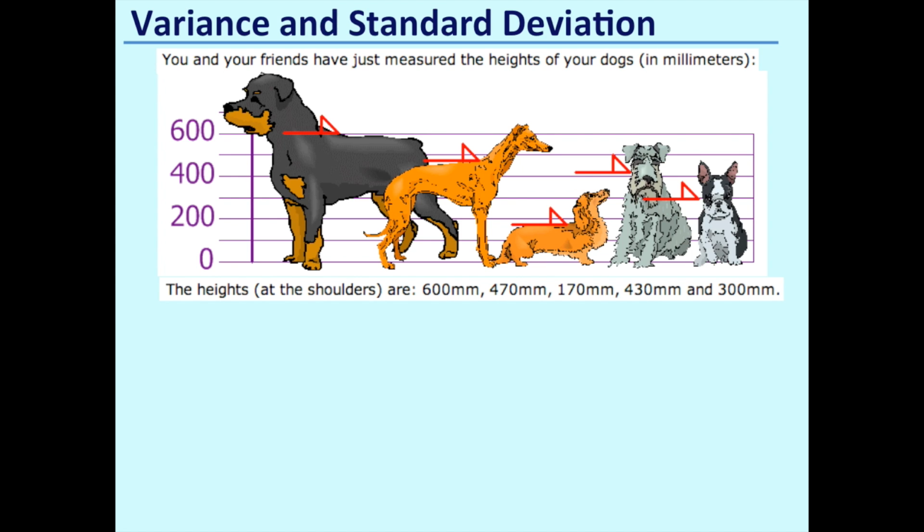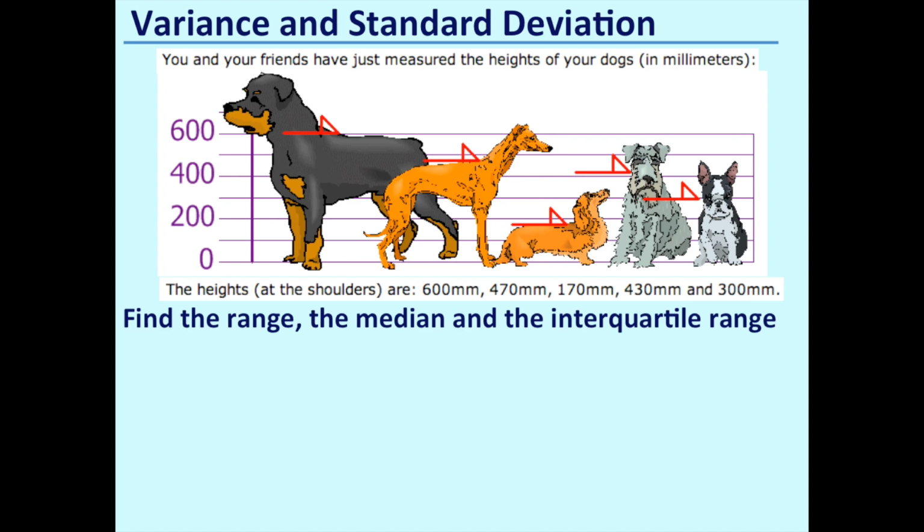So the heights are 600 mils, 470 mils, 170 mils, 430 mils, and 300 mils. And what I want you to do to start off with is to find the range, the median, and the interquartile range for these dogs. So let's have a look at how you got on.